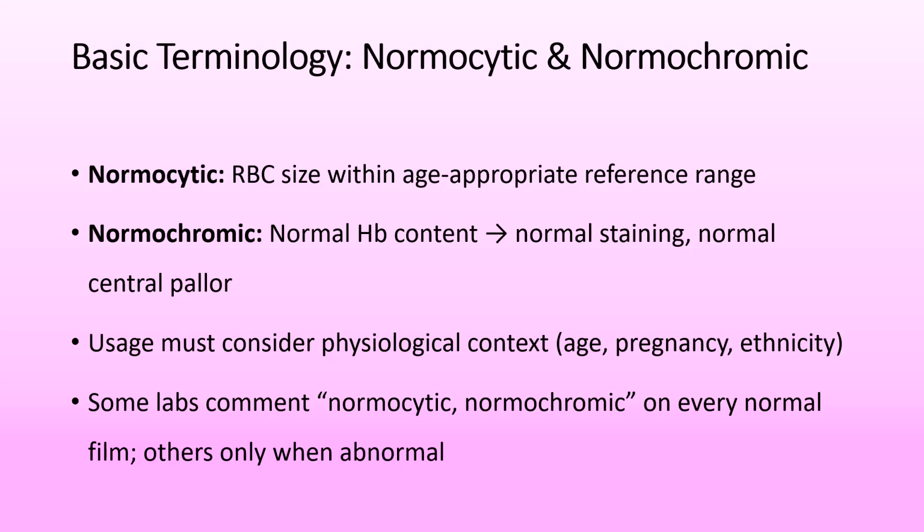Normocytic and normochromic sound straightforward but must always be interpreted in context. A neonate's red cells are physiologically larger than the adult cell, and calling them macrocytic is wrong. Any mild variation in pregnancy is also physiological. Each lab decides whether to write normocytic normochromic on a normal film or comment only when something is abnormal. The key is consistency, which is very helpful in following up with a differential. So a slightly bigger cell in a neonate or mild physiological changes in pregnancy should not be misinterpreted as macrocytic or any abnormal shape.